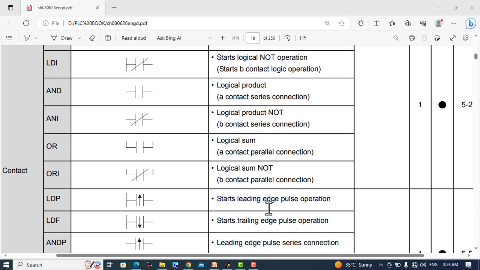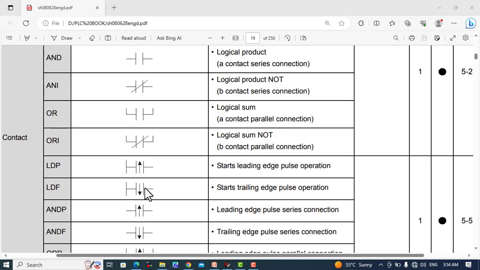Load P starts leading edge pulse operation. It starts rising edge pulse operation. It does its operation at the rising pulse. It does its operation at the falling pulse. And P, leading edge pulse series connection.